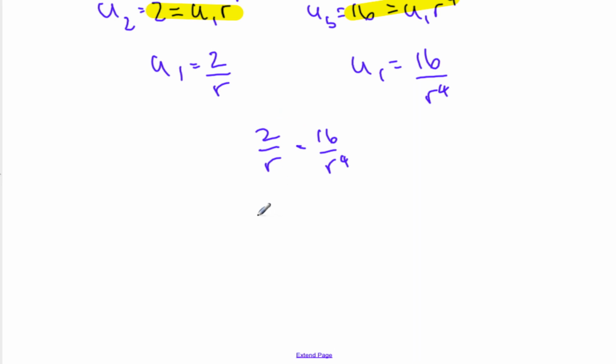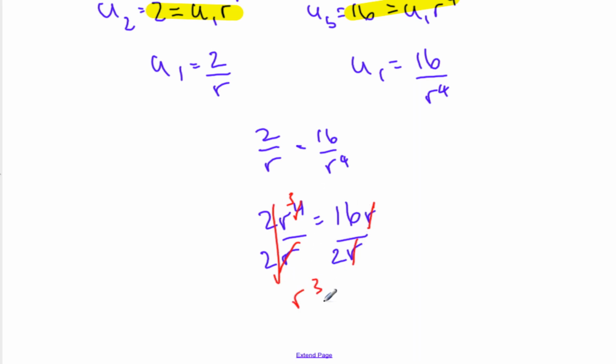I'm going to cross multiply. I get 2r to the 4th equals 16r. Divide both sides by r and by 2, which gives me then, this cancels, that cancels, and I get r cubed is equal to 8. So r is equal to 2.